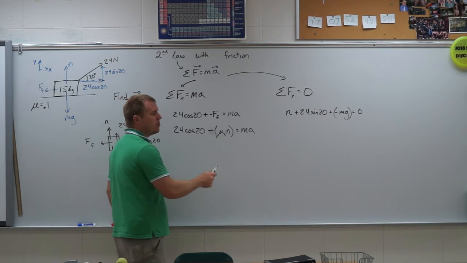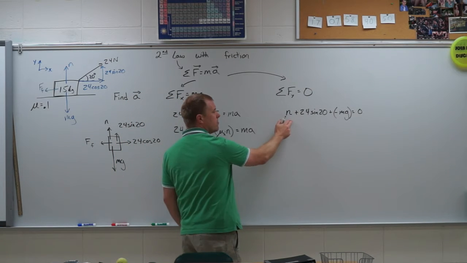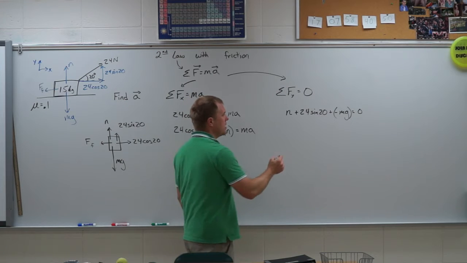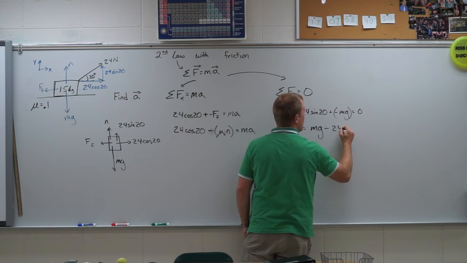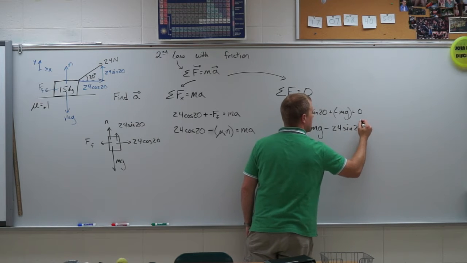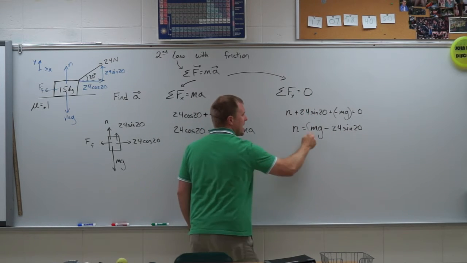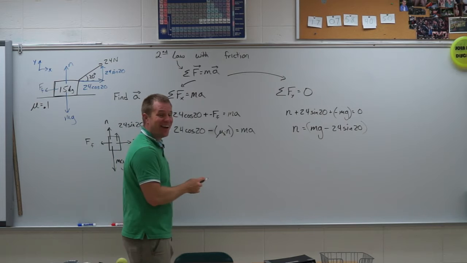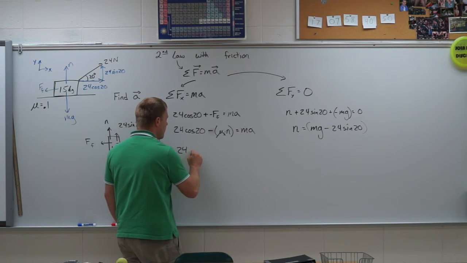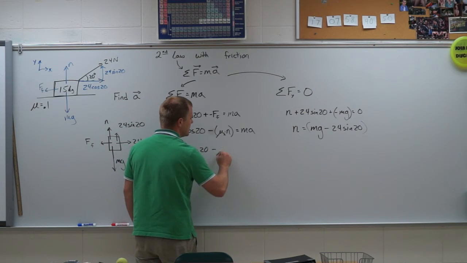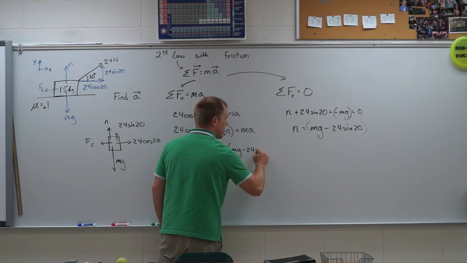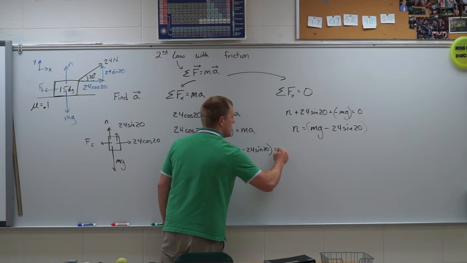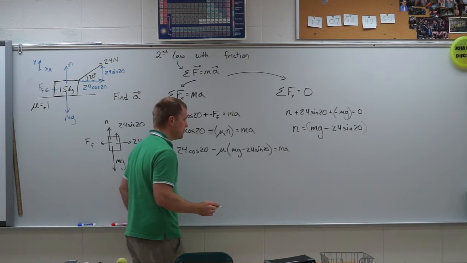So where do I find the normal force? I'm going to find the normal force over here in my y direction. So the normal force is equal to mg minus 24 sine of 20. I'm now going to take this and substitute it in there. This equation is going to be huge. 24 cosine of 20 minus mu times mg minus 24 sine 20 equals ma.